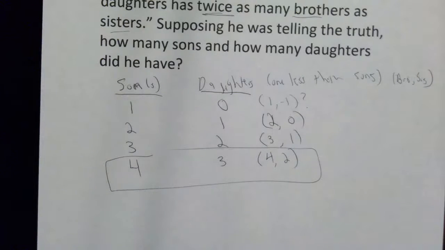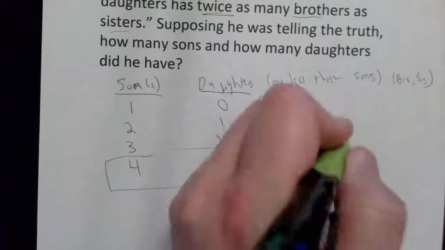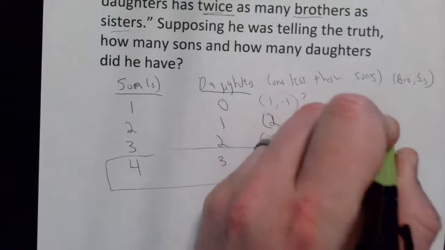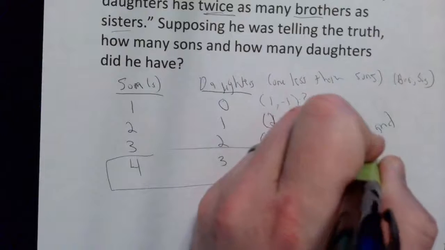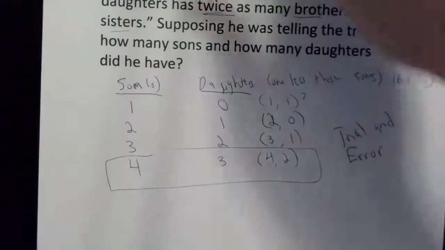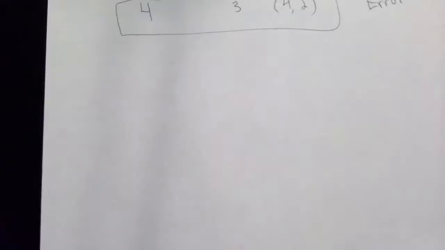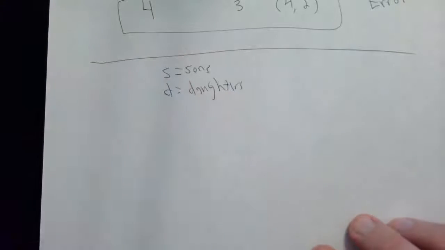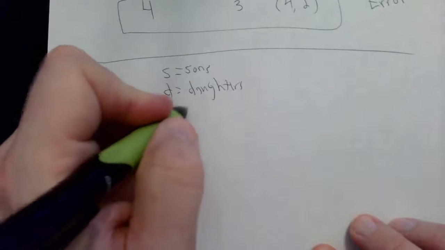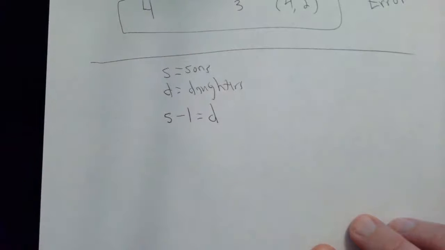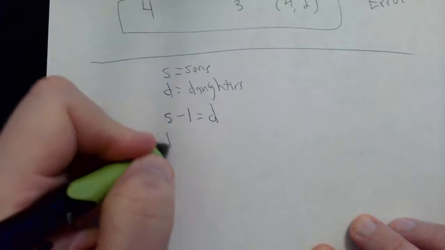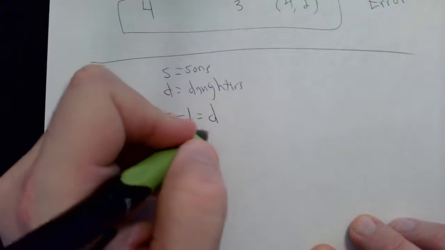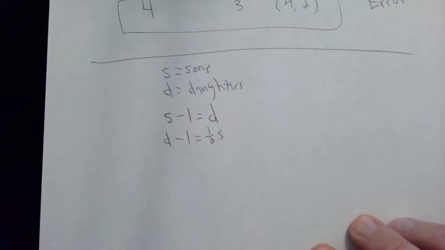I'm sure some of you are going to go for writing an equation instead of this trial and error, or possibly listing potential solutions. If you wanted to do an equation, I'd maybe let S be sons and D be daughters. Then however many sons there are, that minus 1 gives you the number of daughters. And however many daughters there are, that minus 1 gives you half as many sons.